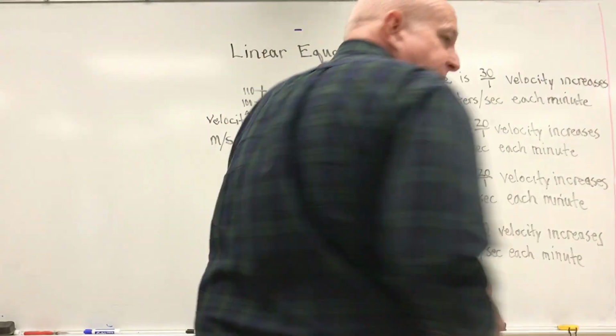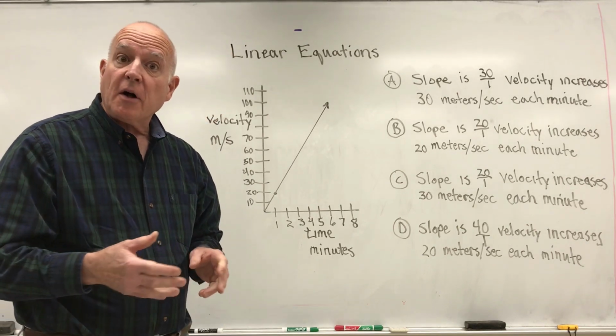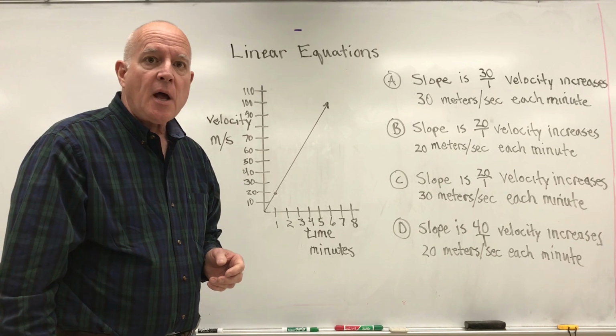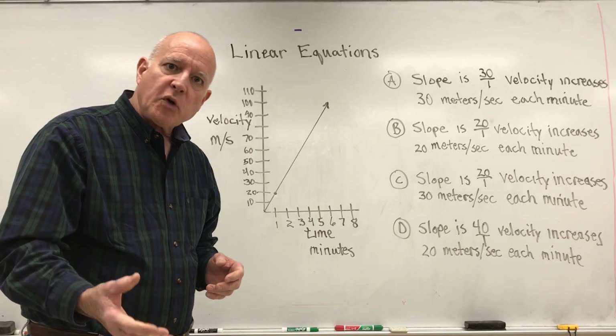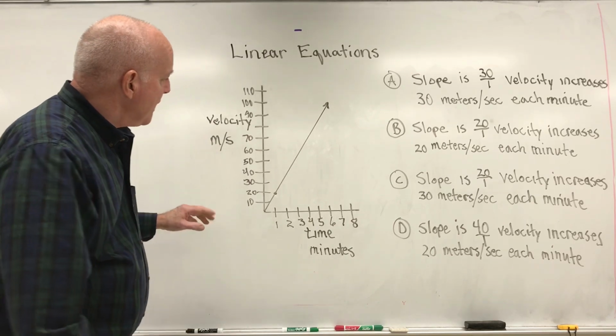Okay, on the CAASSP test, you're going to be asked questions about linear equations that involve having to select from multiple choices in some instances. And to do this, you have to extract information from the graph and then select the correct answer. So let's look at the graph we've got here.